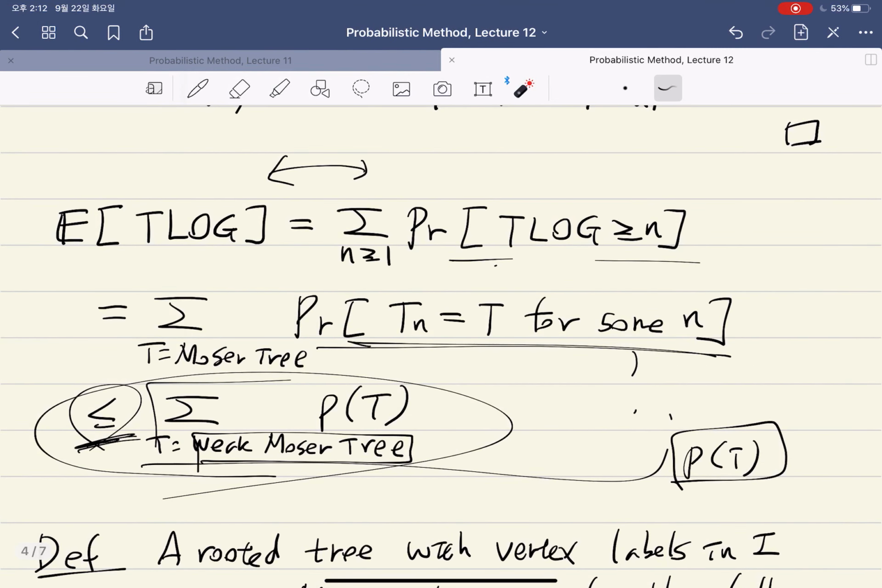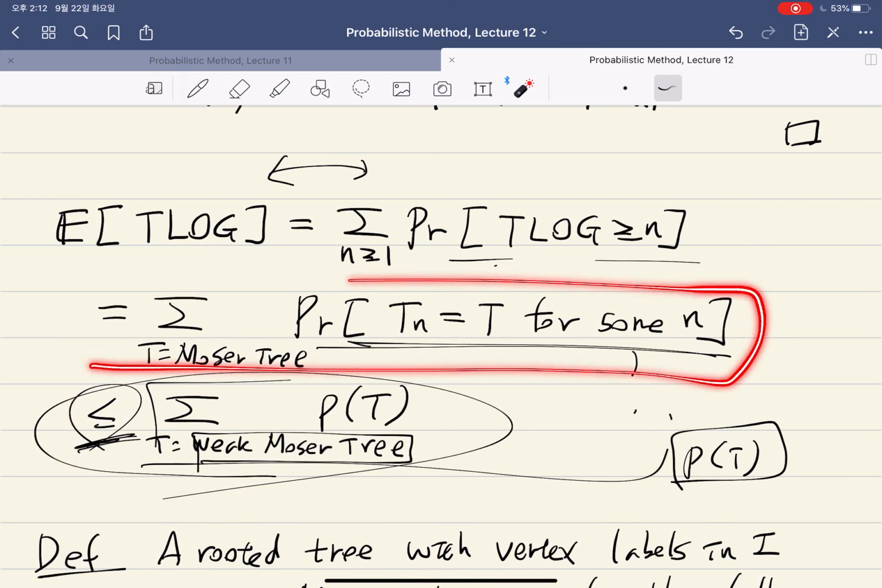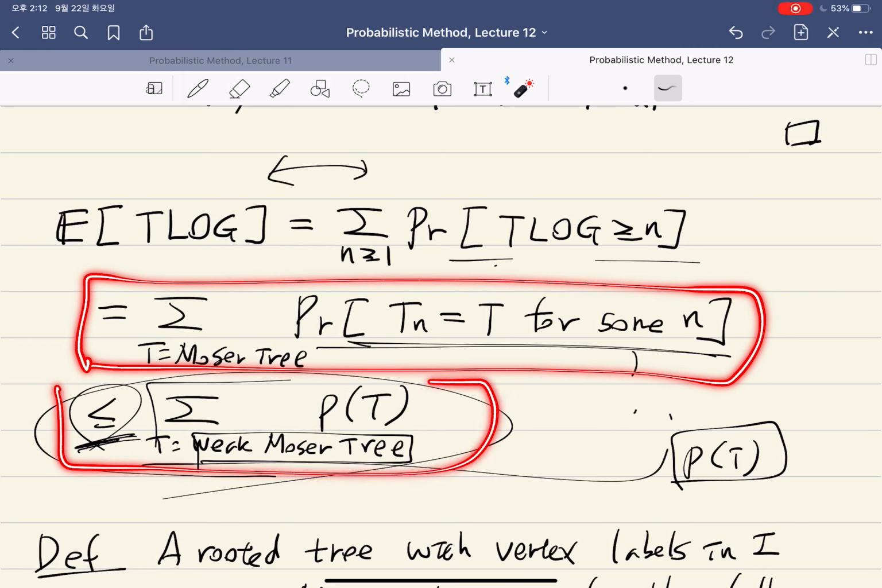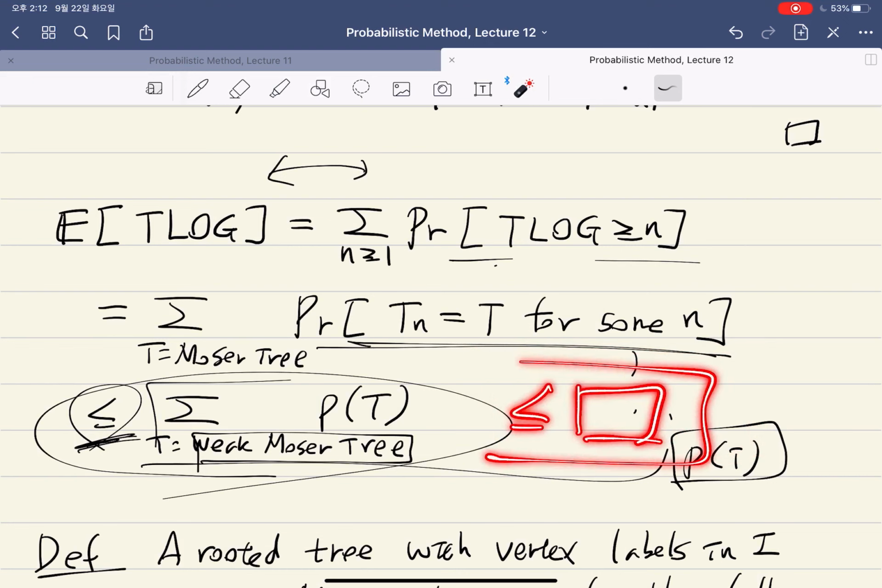So as we have planned before, we want to bound this probability by here. For that, we need to show that for module tree, this is bounded by PT. And for weak module tree, we have an additional term. So this is true. Now we want to bound this by some number here. And for this, we want to use the structure of weak module tree.